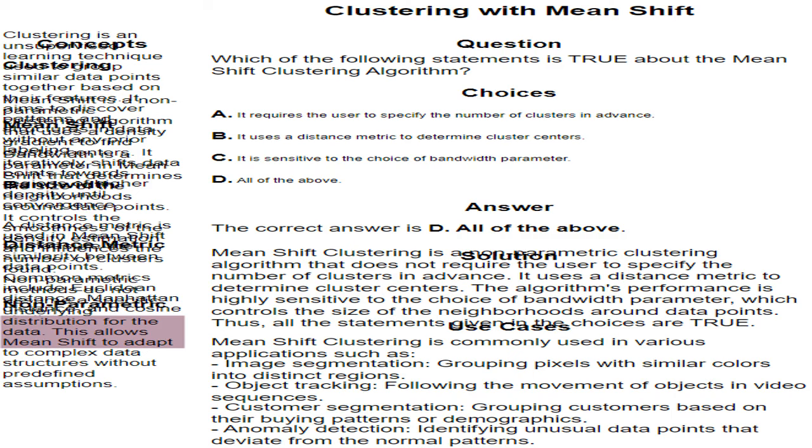Non-parametric. Non-parametric methods do not assume a specific underlying distribution for the data. This allows mean shift to adapt to complex data structures without predefined assumptions. In customer segmentation, non-parametric methods are useful when the customer data is diverse and does not fit a predefined distribution. This allows for a more flexible and accurate segmentation based on the actual data characteristics.